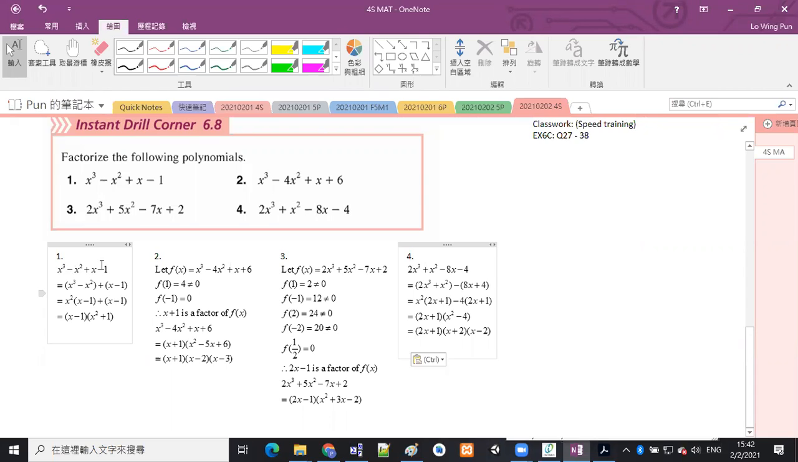If they have the same coefficient ratio, then you may use this method to do the factorization, by grouping the terms into 2 groups with the same coefficient ratio.